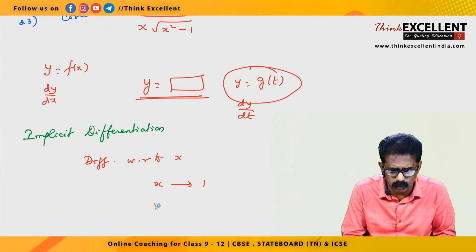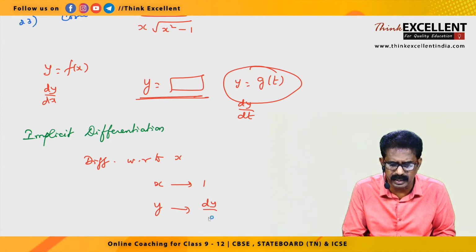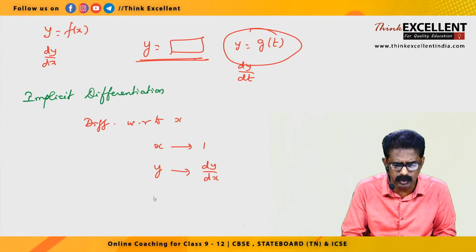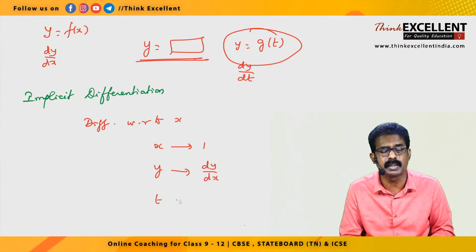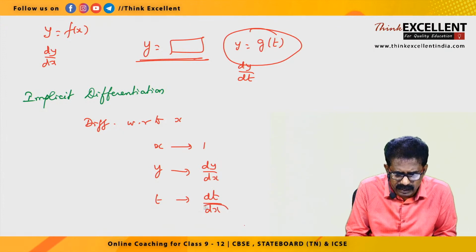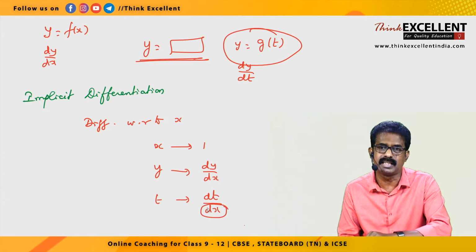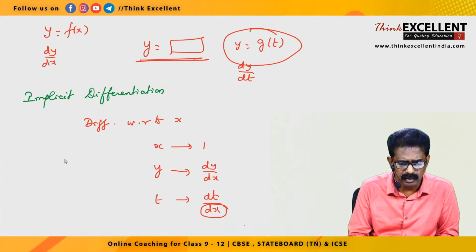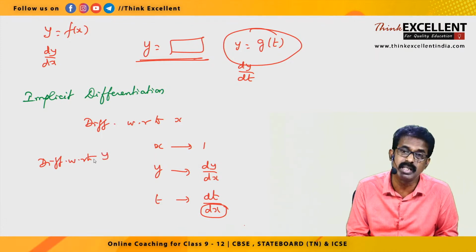Suppose you differentiate y with respect to x, then what we get is dy by dx. You are differentiating y with respect to x. Suppose you are differentiating t with respect to x, you will get dt by dx. With respect to whatever we differentiate, that you write in the denominator. Okay, so suppose now, I said differentiating with respect to x, now I am differentiating with respect to y.